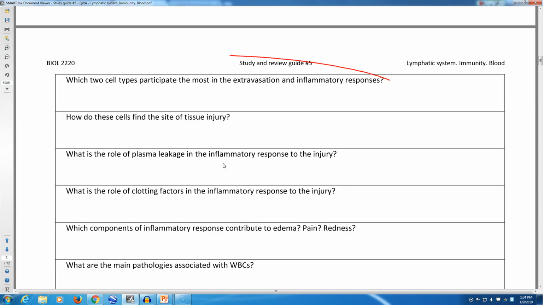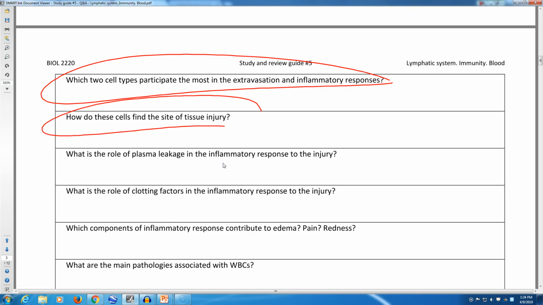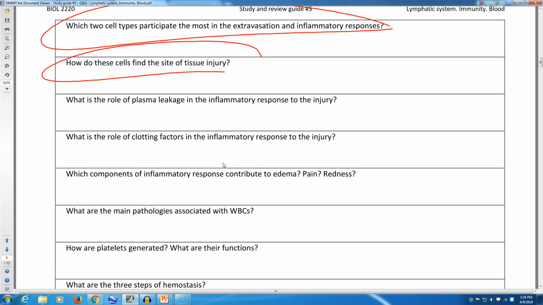2 cell types, macrophages and neutrophils mostly. They find the site of tissue injury following the trail of chemokines and cytokines, positive chemotaxis. Role of plasma leakage: it removes the debris and the dead cells. Clotting factors trap the pathogens in place. Components of inflammation: redness, vasodilation and increased blood flow; pain, release of chemical factors from the injured tissue; and swelling, edema, increased vascular permeability leading to swelling.